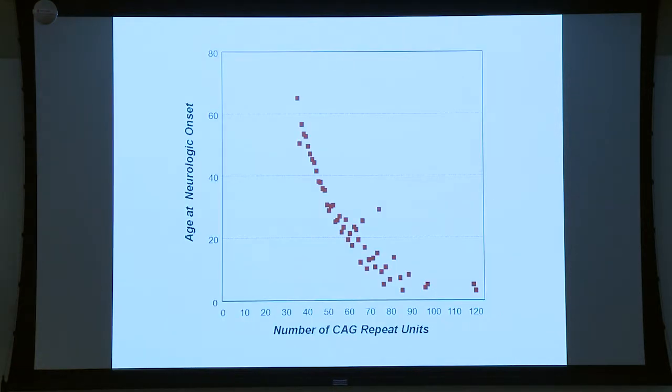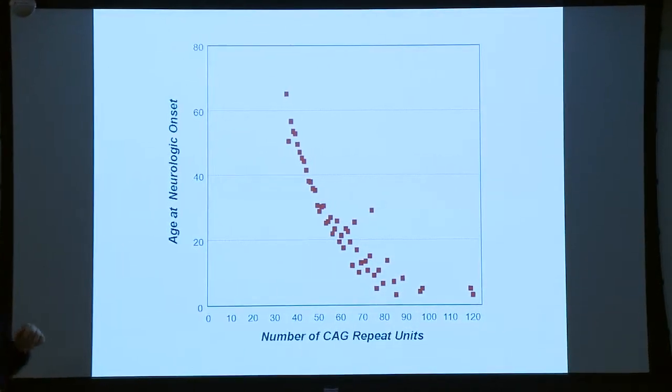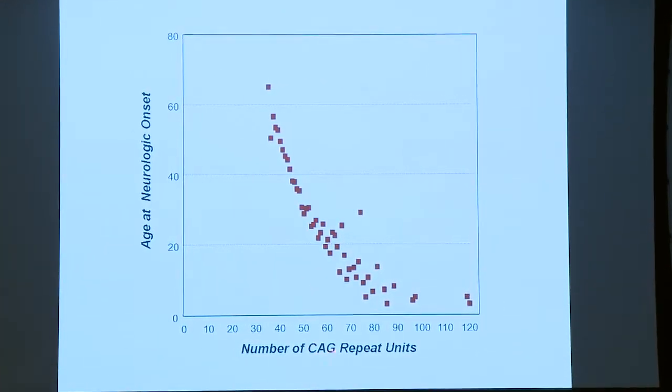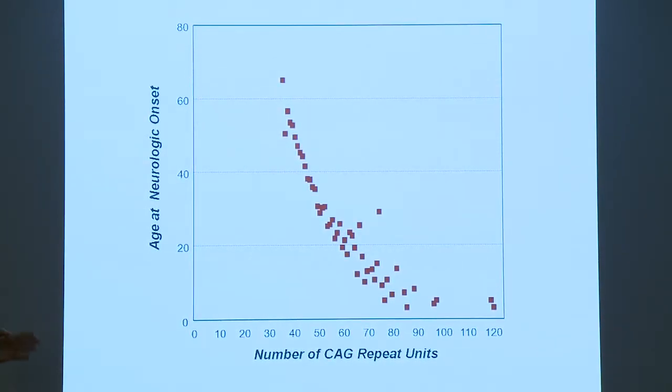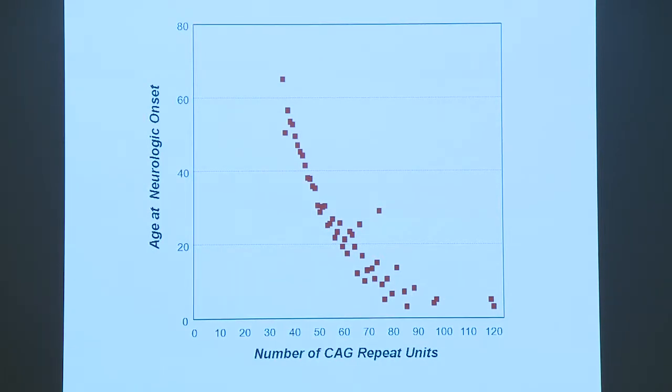And if you plot it out over thousands of HD individuals, the mean age of onset associated with any given CAG repeat is what's plotted here. There's a very strong correlation. The longer the CAG repeat, the earlier your onset of disease. And I will point out that everybody who has Huntington's disease has the same mutation, the same expanded CAG. So there's a very strong correlation.